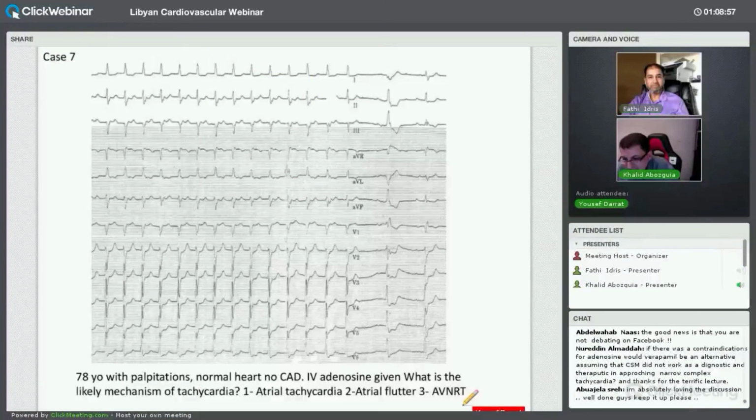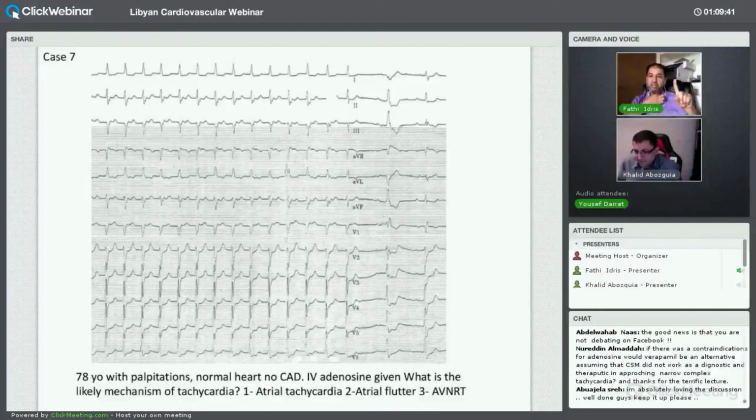I think there is a comment here by Dr. Nuruddin Al-Maddah: if there is a contraindication for adenosine, would verapamil be an alternative, assuming coronary sinus massage didn't work, as diagnostic and therapeutic in approaching narrow complex tachycardia? Yeah, I think the only thing I would be worried about is if you are convinced there is no accessory pathway, there is no feature to suggest this. Verapamil as well as beta blocker is a good choice as long as you're happy there is no evidence of accessory pathway mediated tachycardia.